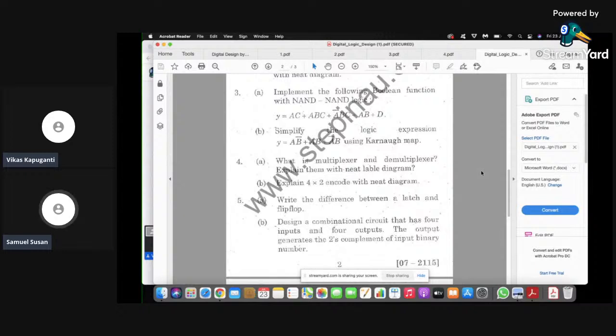So, the difference between a latch and a flip flop: the clock pulse is the difference. Generally, a latch doesn't have any clock pulse to trigger the next state, but latches have the enable input there.